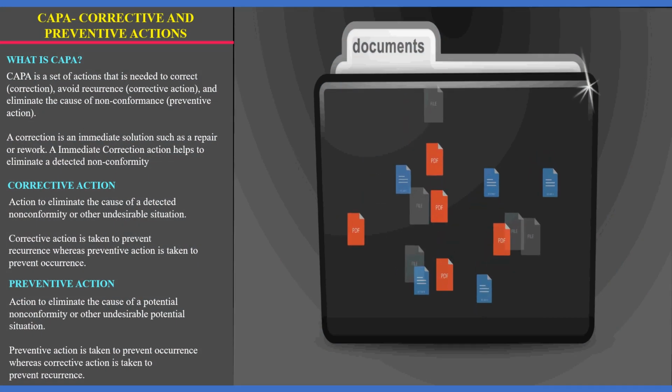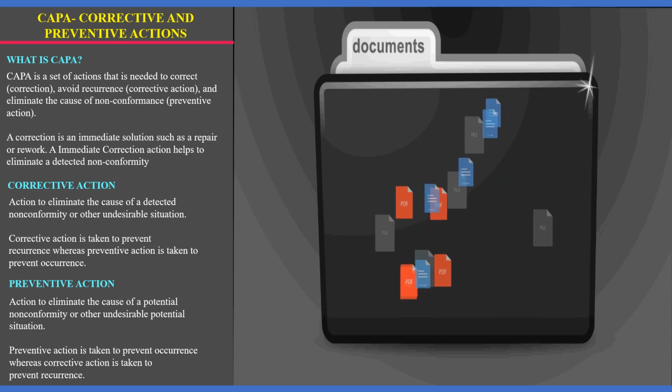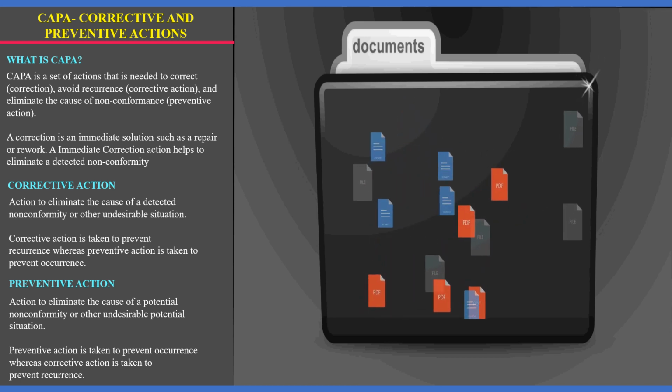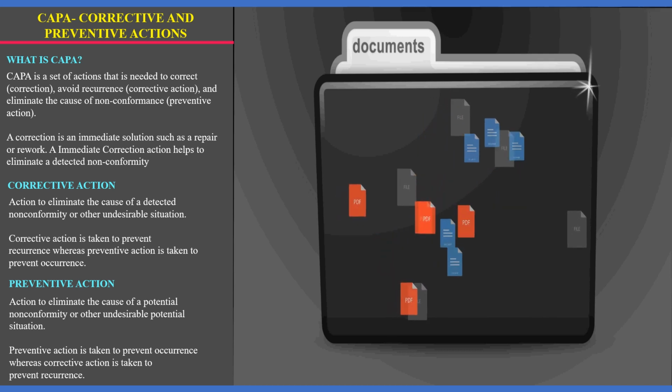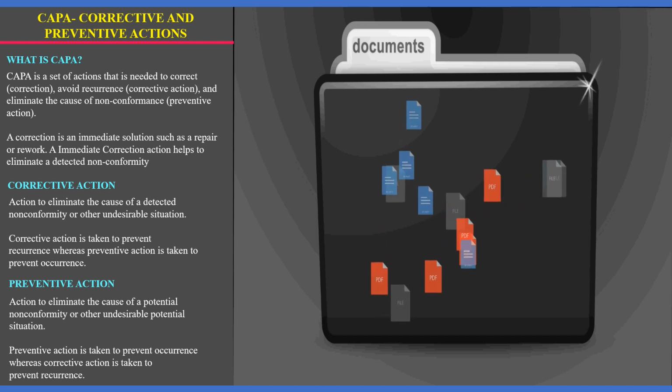So now let us see the most important topic, CAPA, the corrective and preventive actions. CAPA is a set of actions that is needed to correct, avoid recurrence and eliminate the cause of non-conformance. A correction is an immediate solution such as a repair or rework. An immediate correction helps to eliminate the detected non-conformity.